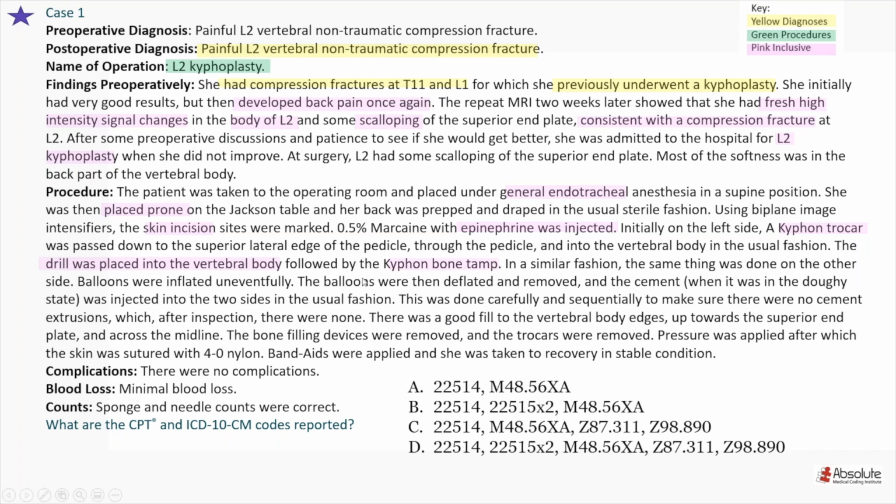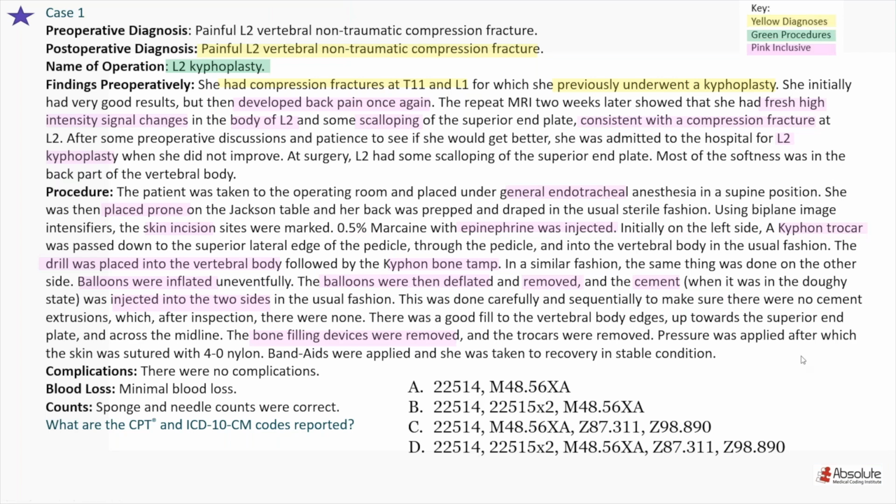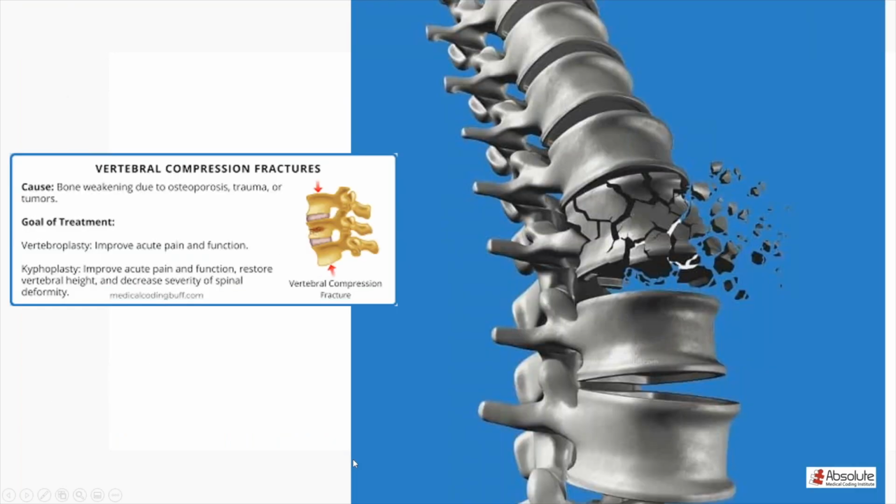Drill was placed in the vertebral body, Kyphon bone tamp, balloons were infiltrated, balloons were deflated, removed, and cement was injected into the two sides. Bone filling devices were removed. Sorry about that, and that's all I have. There were no complications, minimal blah, blah. That's it. So hopefully you have the same or something similar. And remember, if it speaks to you, it is good.